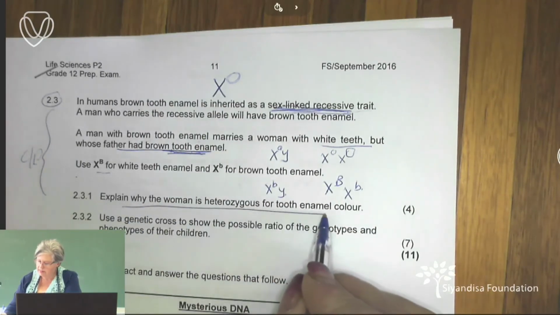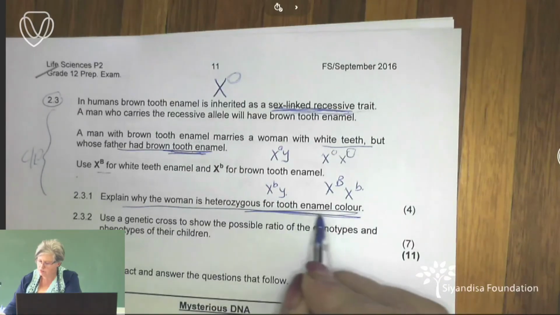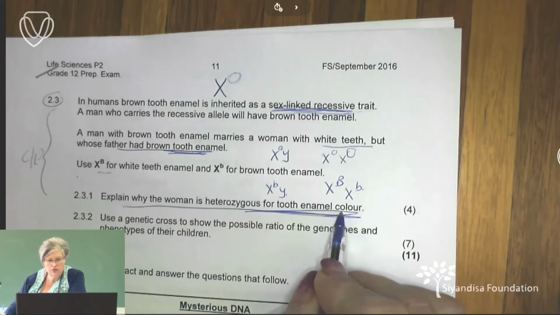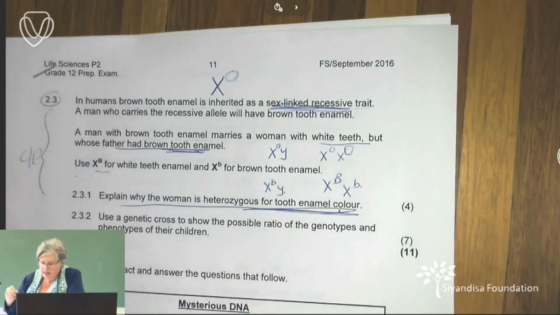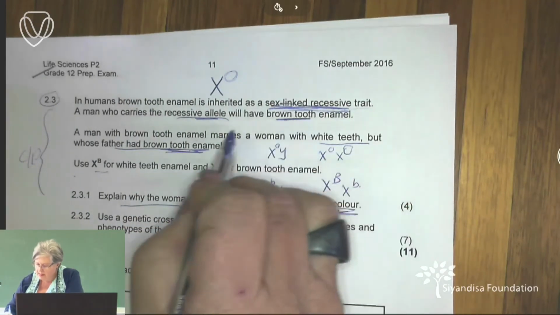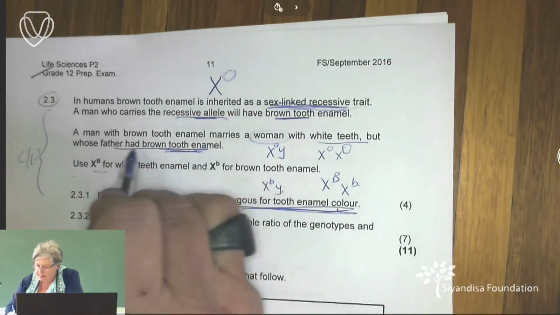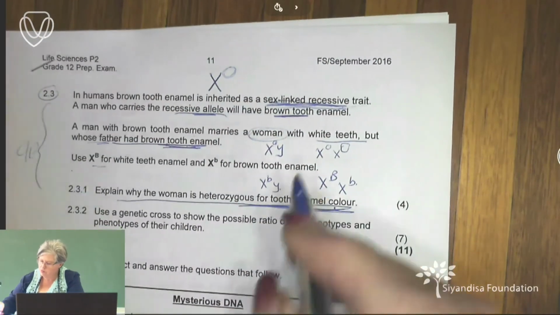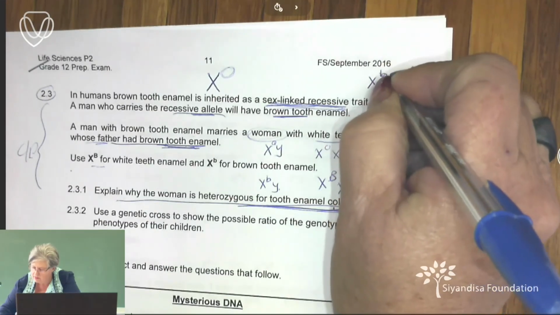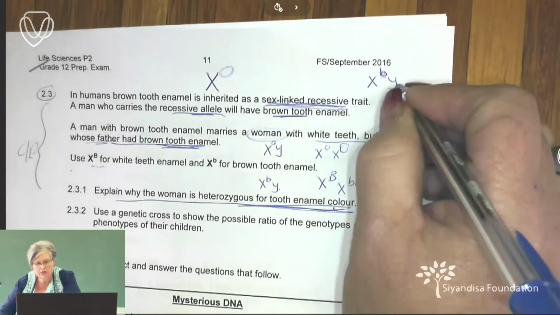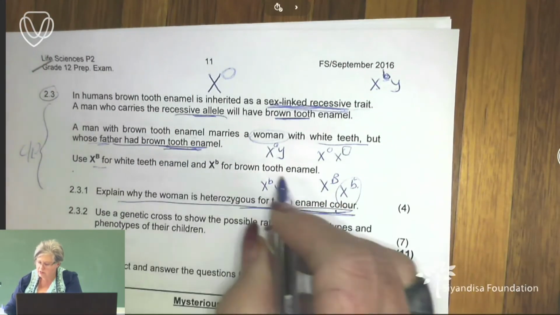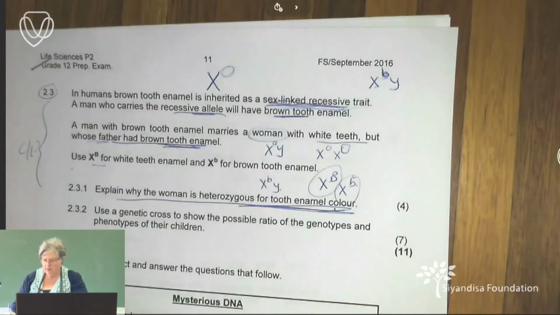Explain why the woman is heterozygous for tooth enamel color. Now you must look very carefully at the clues that were given to you. It says you must have the recessive allele for brown tooth color. And it says the woman had a father with brown. So the woman's father looked like this. So the only X she could inherit from him was this one. And then she's normal, she has white teeth.